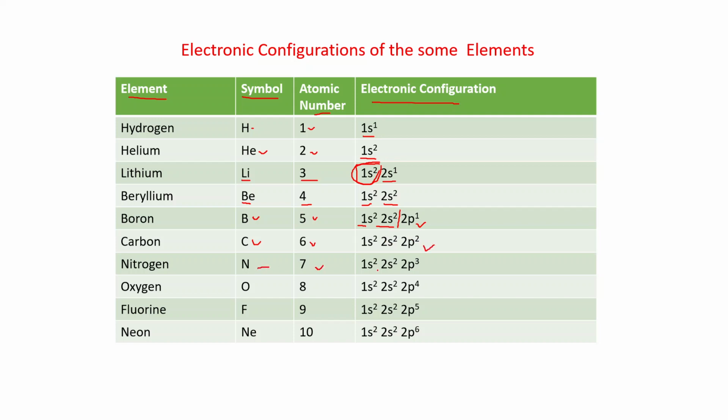Nitrogen, N, 7, 1s2, 2s2, 2p3. Oxygen, O, atomic number 8, 1s2, 2s2, 2p4. Fluorine, F, atomic number 9, 1s2, 2s2, 2p5. Neon, Ne, atomic number 10, 1s2, 2s2, 2p6. Now, in the second shell, a maximum of 8 electrons can be accommodated according to the formula 2n squared. Clear? These 8 electrons are distributed in the s and p subshells: in the s subshell 2 electrons, in the p subshell 6 electrons. Now we can say the second shell is completely filled.